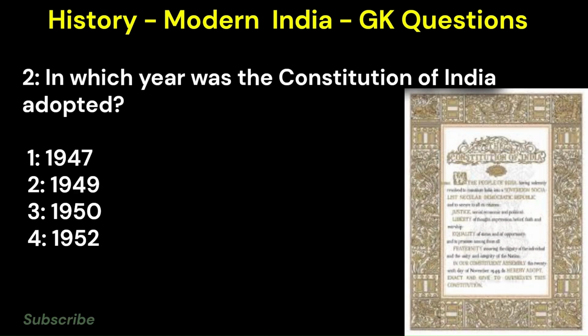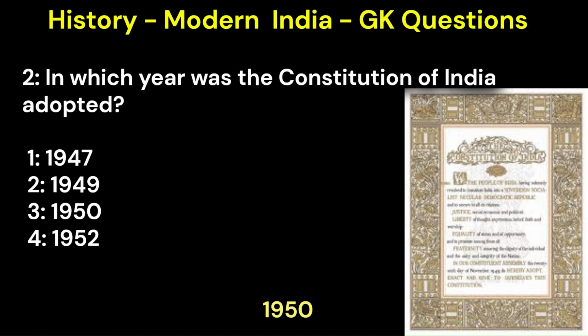Question number 2. In which year was the Constitution of India adopted? The options are: Option 1. 1947. Option 2. 1949. Option 3. 1950. Option 4. 1952. The correct answer is 1950.